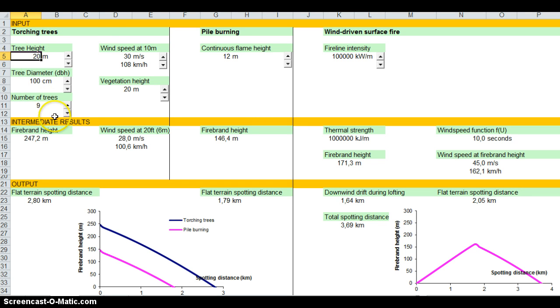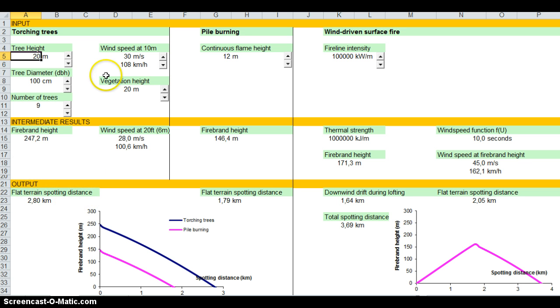So the first result that we can have from those is the estimate of firebrand height. How high can a firebrand travel, and then you have to translate the wind speed at a certain height to the wind speed at maximum height of the firebrand. And then the output is the spotting distance, the flat terrain spotting distance.